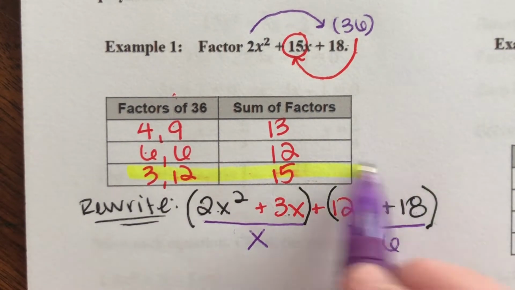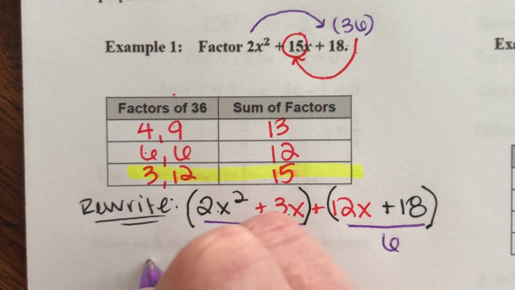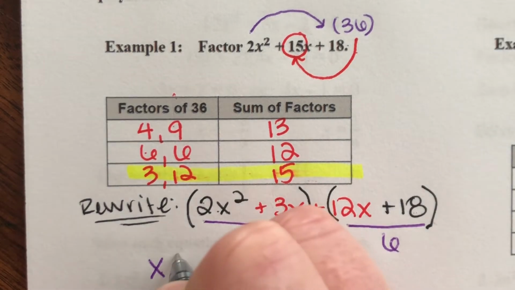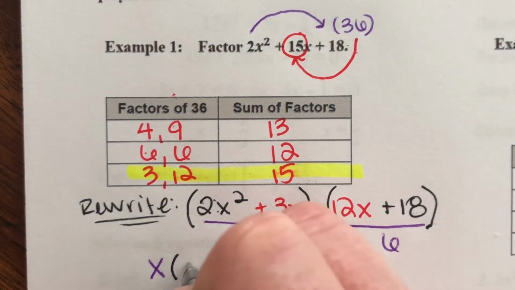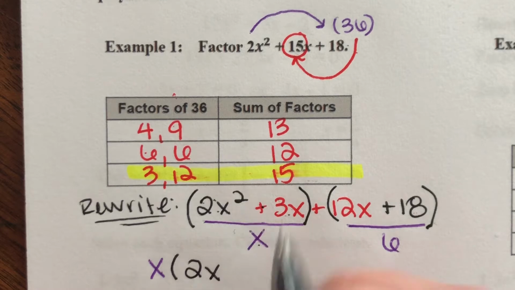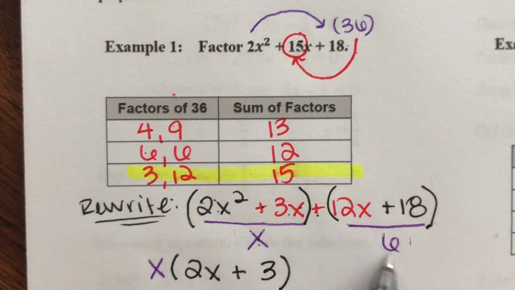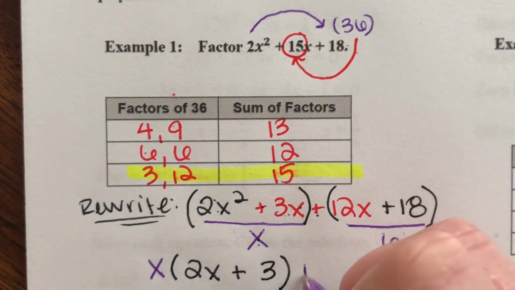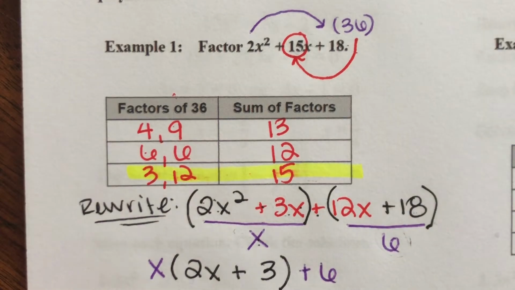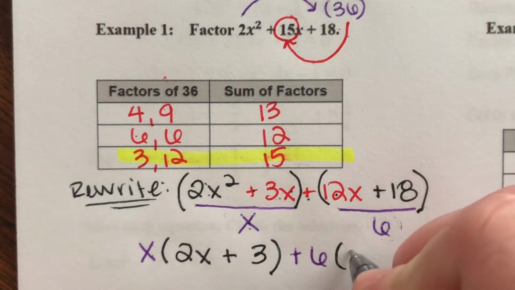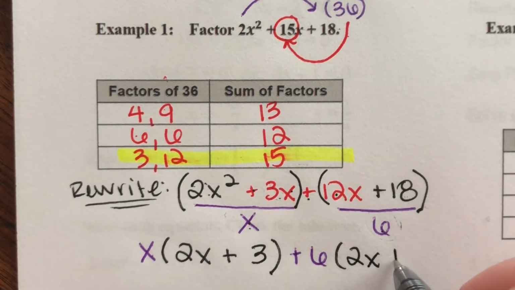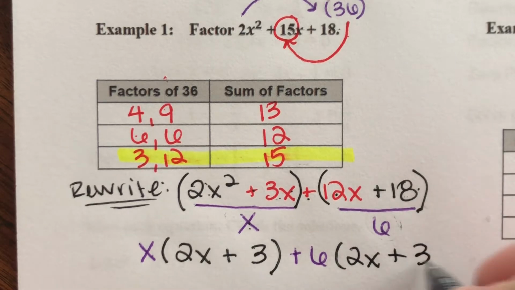Okay, so now I'm going to rewrite this. Whatever I divide by, that goes out front. And what's left over after I divide goes inside parentheses. So 2x squared divided by x is 2x. Bring down my plus sign. 3x divided by x is 3. Okay, and then I've got plus, and I put this number in front. So plus 6, and then everything left over after I divide in parentheses. 12x divided by 6 is 2x. Bring down my plus sign. 18 divided by 6 is 3.